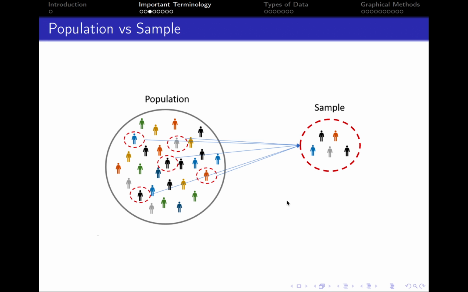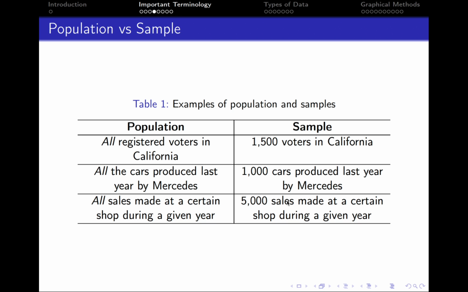And you also need to keep in mind that in statistics, most often you will only deal with the sample, whereas conclusions will be drawn for the whole population. So in other words, we take a sample in order to make conclusions for the whole population. For example, the population could be all registered voters in California, whereas you might have only a sample of 1,500 voters in California. So you will analyze the data for those 1,500 voters in California, and based on those results, you will make the conclusion about all registered voters in California.